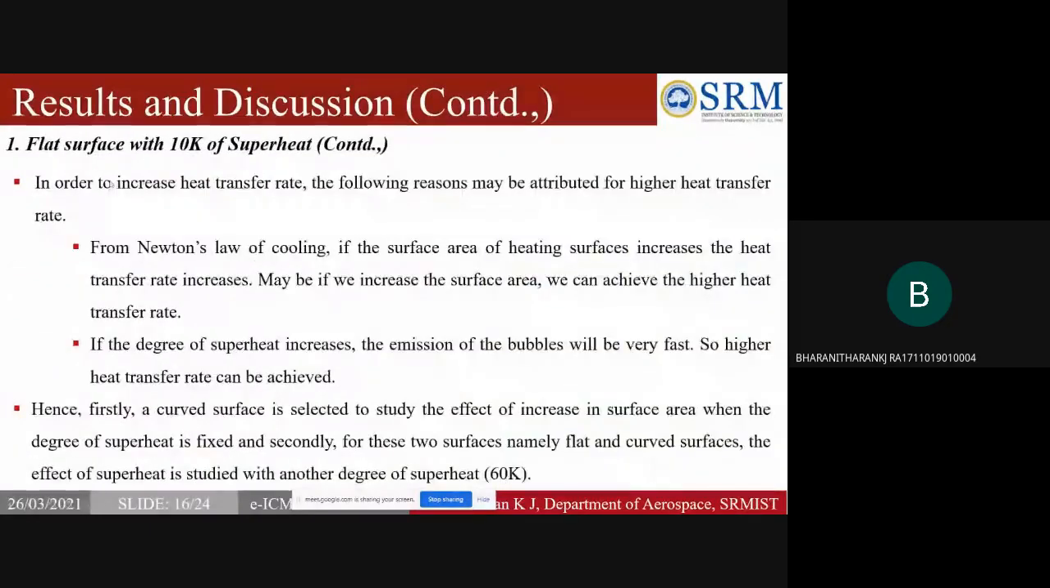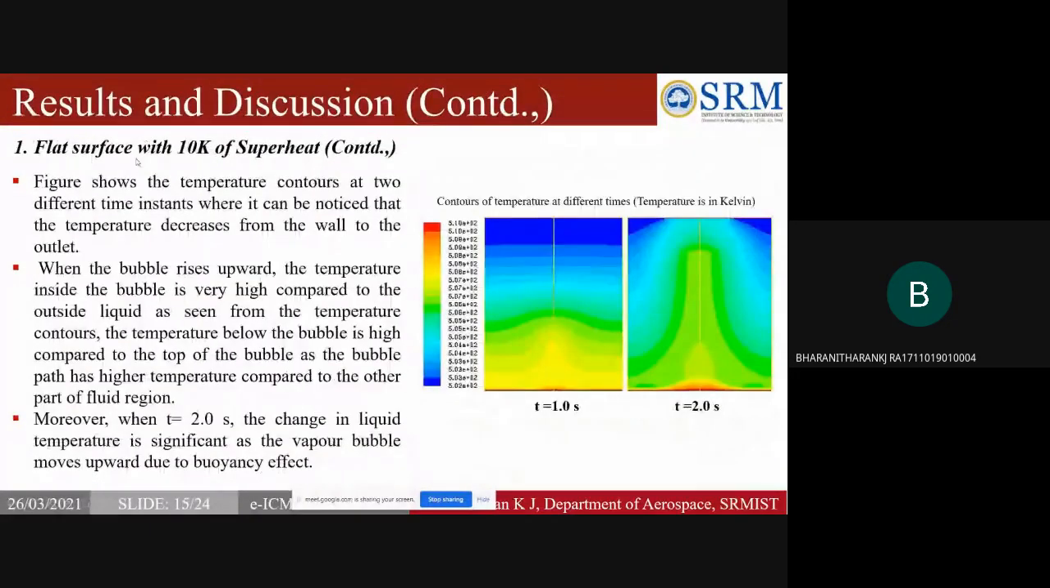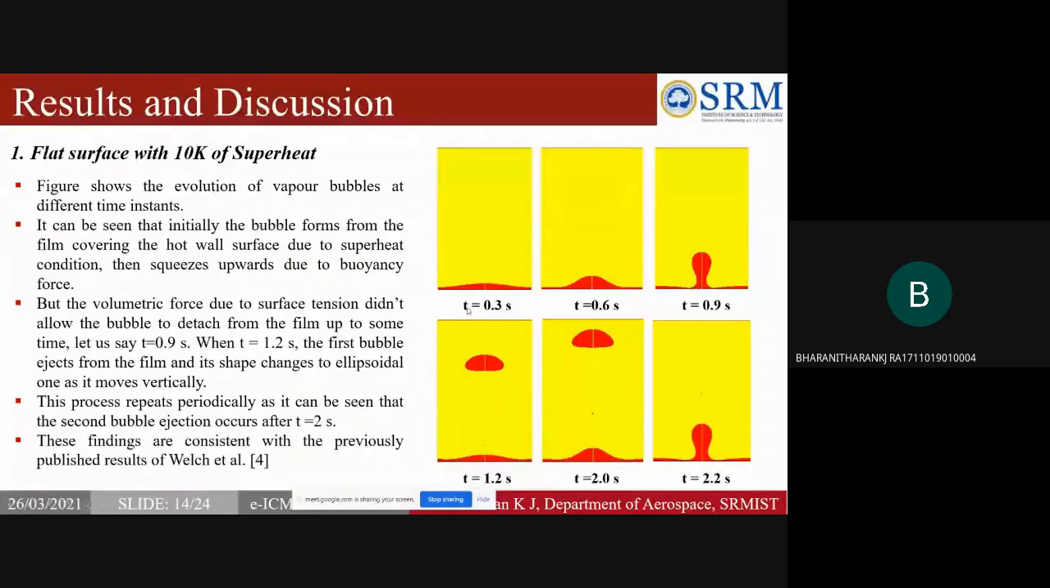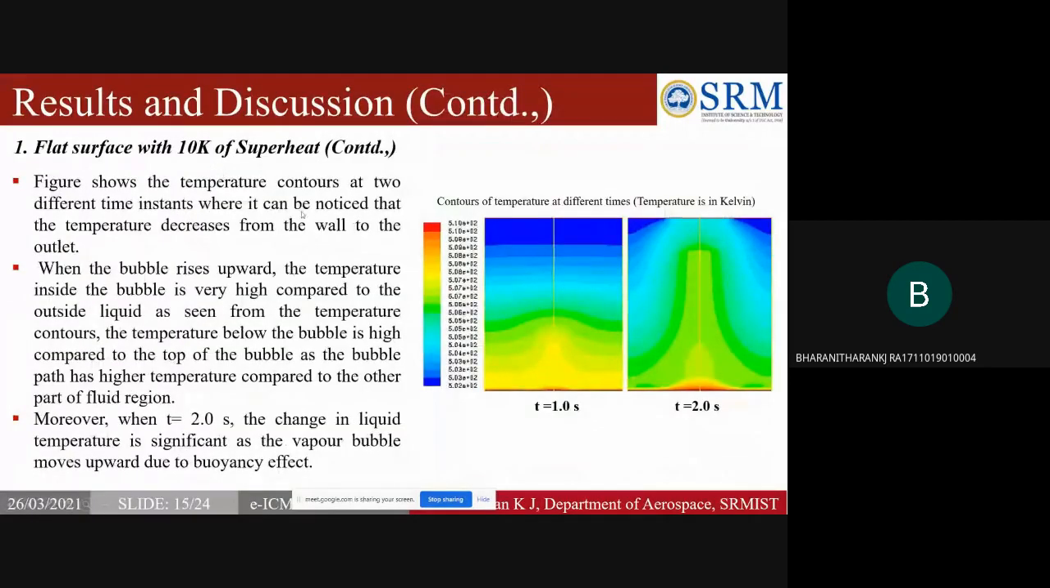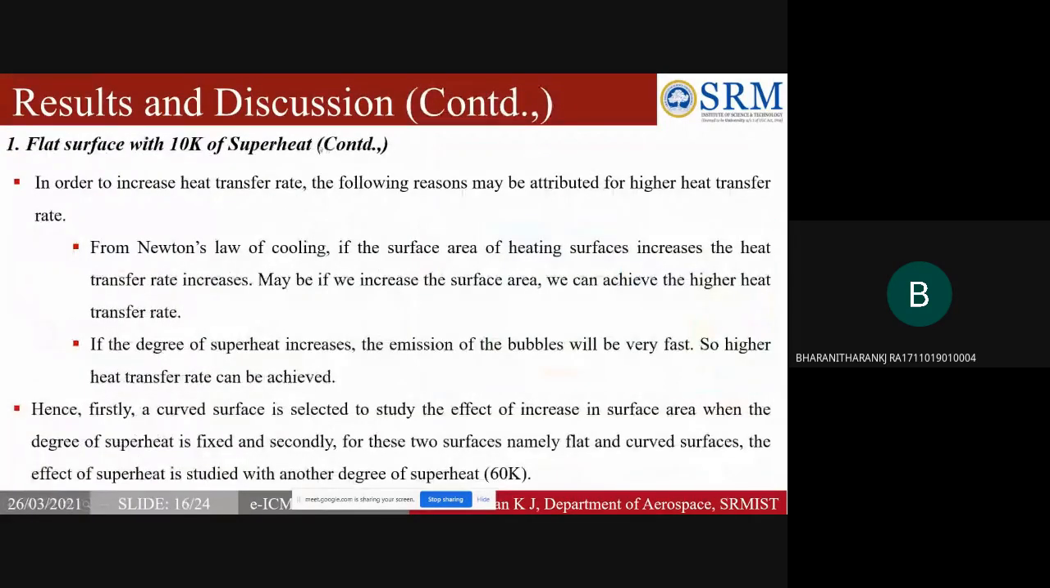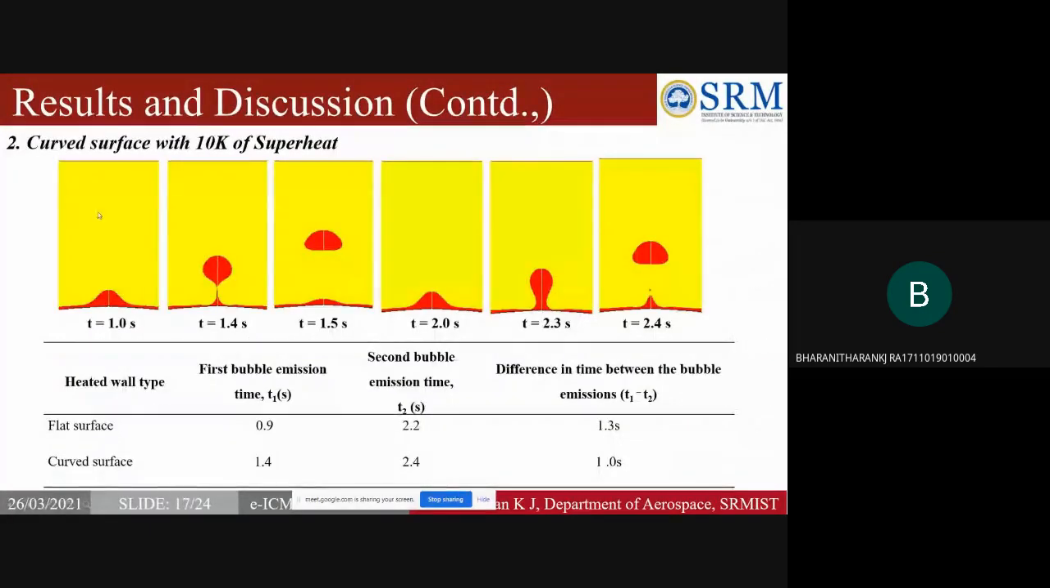Yes, sir. We first analyzed a flat plate with 10 Kelvin at the bottom wall, and we studied the evolution of bubble structures from 0 to 2.2 seconds, and we can see the evolution of bubbles in the image. Once the baseline 10 Kelvin with flat surface was studied, we tried to increase the superheat and also tried a curved surface instead of a flat surface. And in this image we can see the evolution of bubbles for the curved surface.